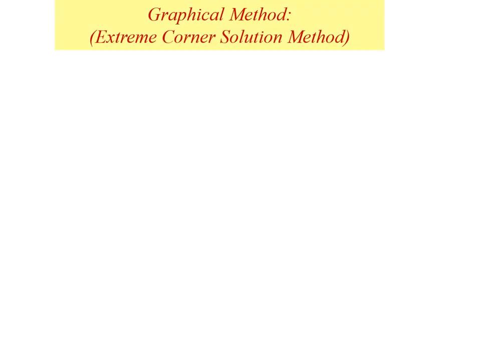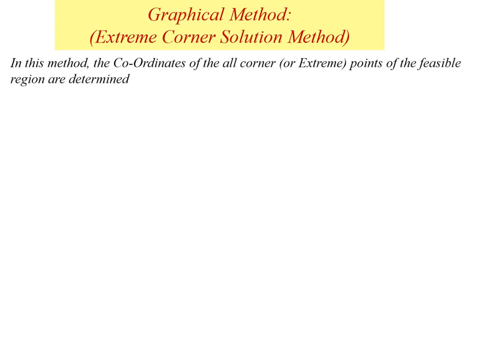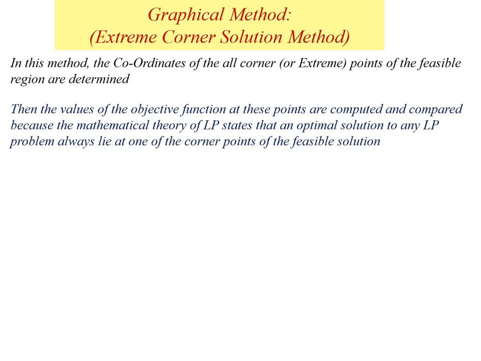We can solve the linear programming problem by the graphical method, by the extreme corner solution method, or the isoprofit method. First we will discuss the extreme corner method. In this method, the coordinates of all the corner points of the feasible region are determined. Next, these values are examined for the objective function, and we compare the objective function values at each corner point and find the optimal solution. Let's see the procedure for the extreme corner method.